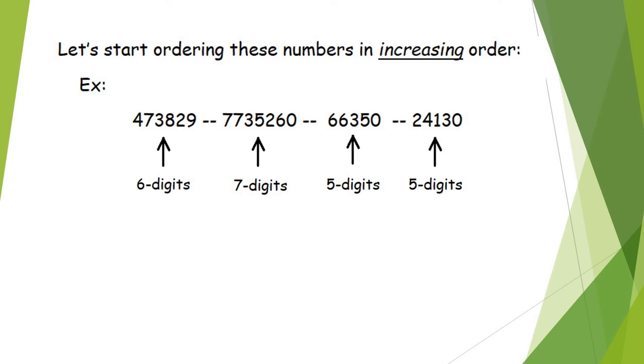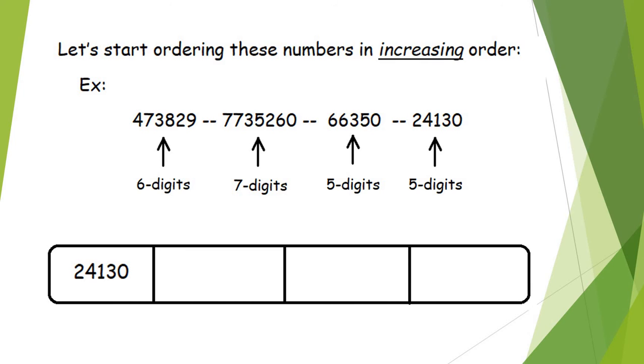Now look, I have two 5-digit numbers. So I have to look at the second step. I have to look at the biggest place. What is the biggest place here? As long as I'm having 5 digits, the biggest place is the 10,000. So I read the first number, 60,000 and 20,000. So I have to ask myself, which one is the smallest? Is it 20,000 or 60,000? For sure, it's the 20,000. So I write 24,130. It's at the first place. It's the smallest number between all these numbers.